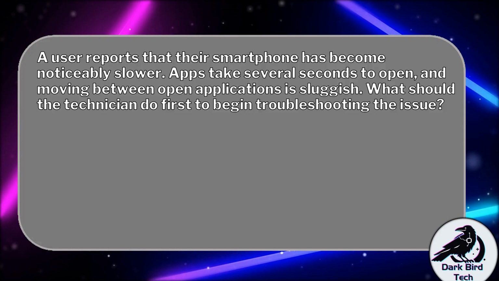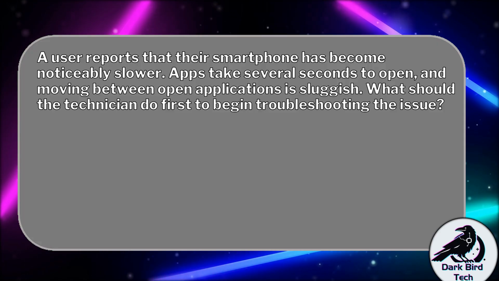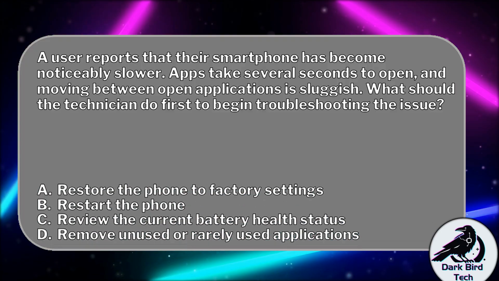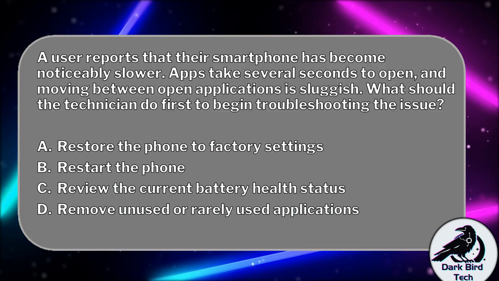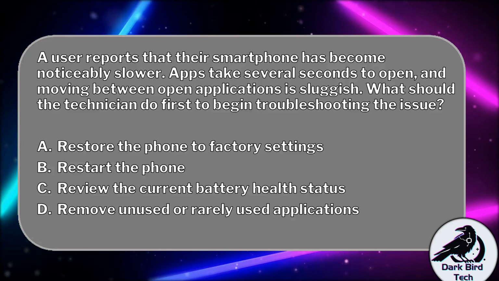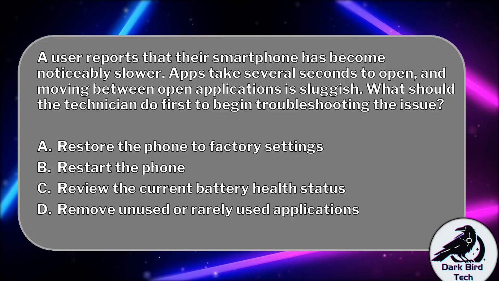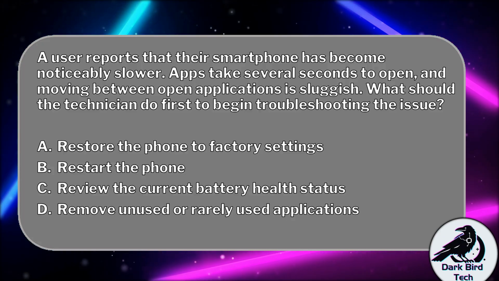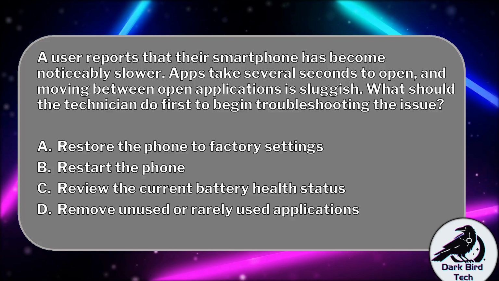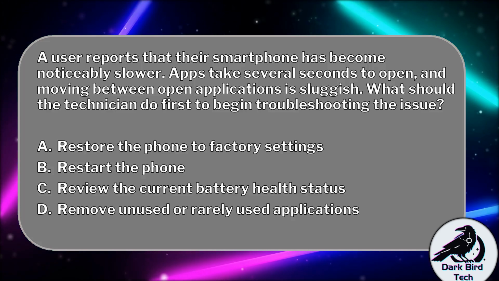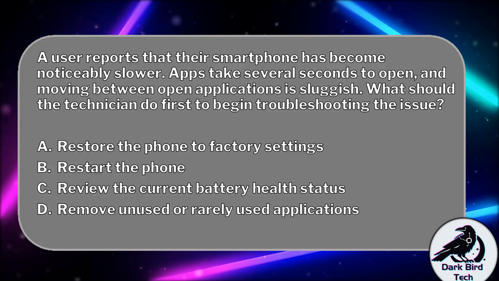I'm pretty sure you've got a couple of good ideas here, especially if you've encountered this yourself. But let's see what the options are. Option A is to restore the phone to factory settings, basically a factory reset. That seems a bit extreme, but let's carry on. Restarting the phone, reviewing the current battery health status, and option D, to remove unused or rarely used applications.